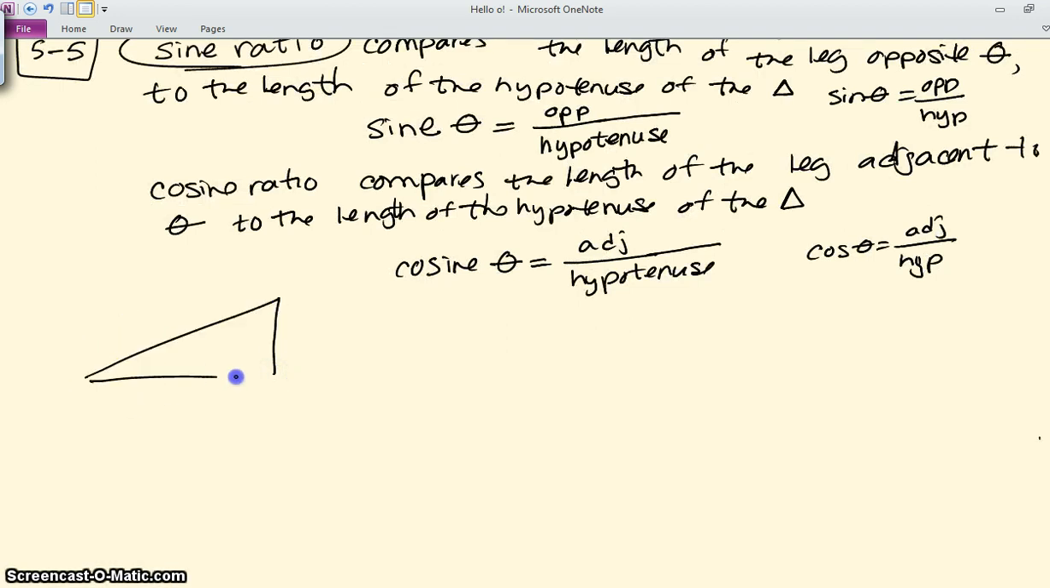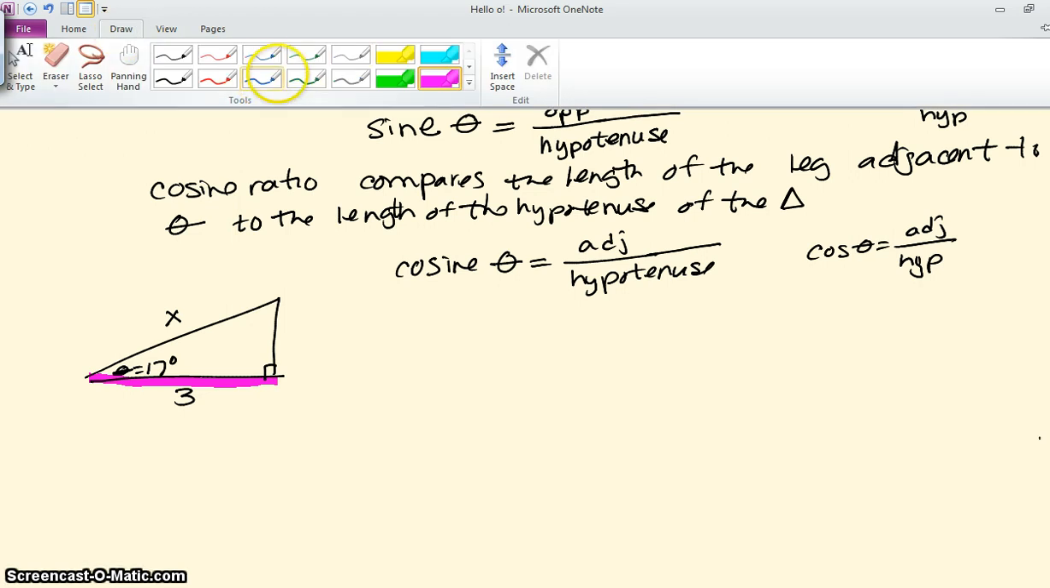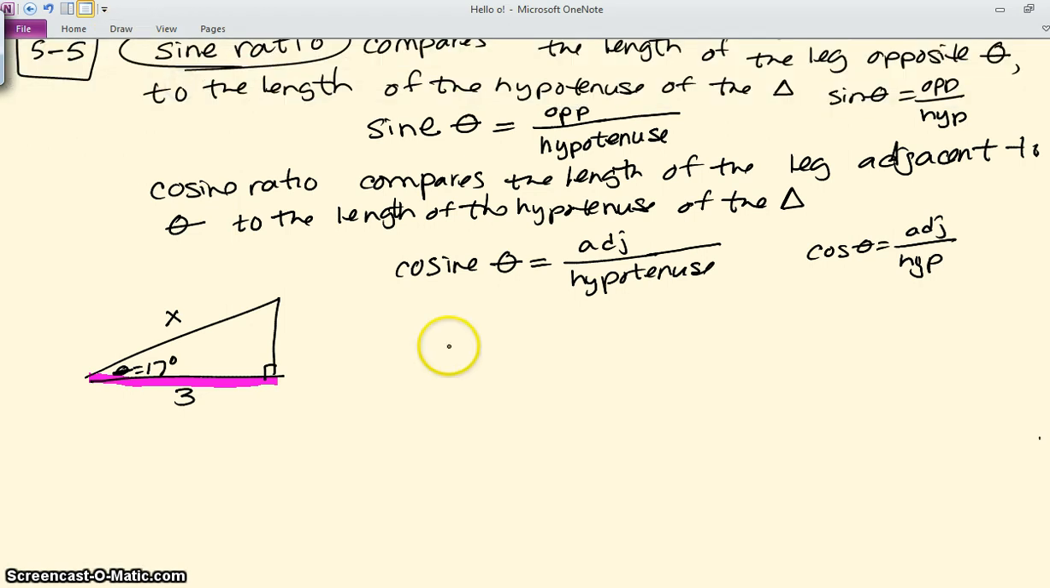A starts with copying the triangle. 17 degrees is theta. And you're just copying this right outside the book. Now, I'm seeing that I have a value for the adjacent leg, and I have the hypotenuse. So I want to choose the ratio that lets me use direct substitution of the length of the adjacent leg in comparison to the hypotenuse. So which guy is that? For this example, I would like to use cosine, and my angle of reference is 17.